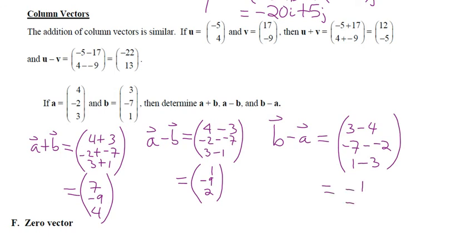A minus B should be 5. Yeah, it should be 5. Minus -10.